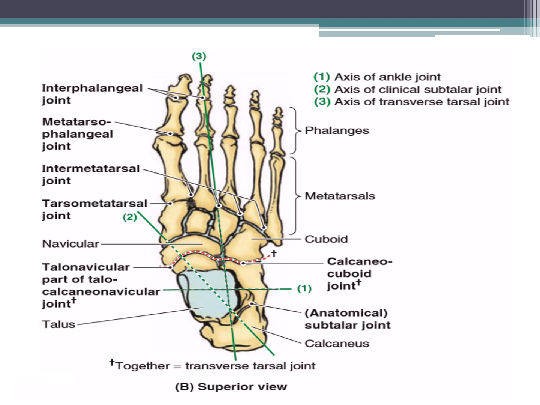Again we can see that this is the calcaneocuboid joint, and this is the talonavicular part of the talocalcaneonavicular joint. Both are present in the transverse plane and are known as the transverse tarsal joint. And then we have the anatomical subtalar joint formed by the posterior aspect of the calcaneum and talus, and the talocalcaneal part of the talocalcaneonavicular joint, formed by the anterior aspect of the talus and calcaneum. The subtalar joint and the talocalcaneal part of the talocalcaneonavicular joint together are known as the surgical or clinical subtalar joint.